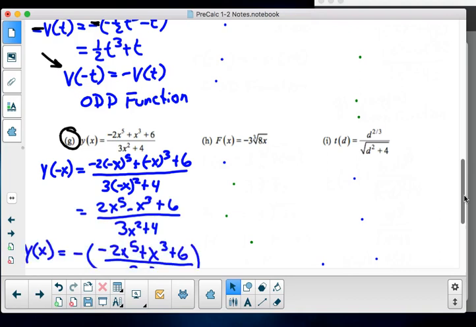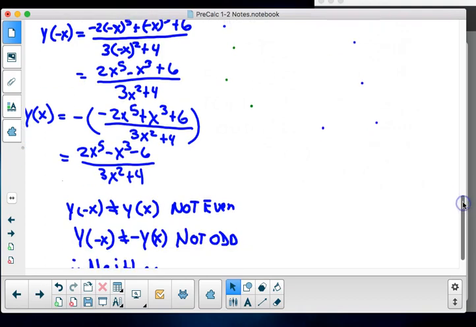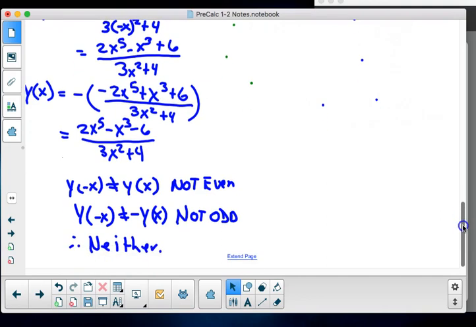So if I'm looking at this and I talk about taking the opposite coming through, it's not even because it's not the exact same on top and bottom. And it's not odd because it's not a wholesale sign change all the way across on the top, because that constant did not change sign, okay? So that is a neither proof for us, okay? I got neither divided by even.